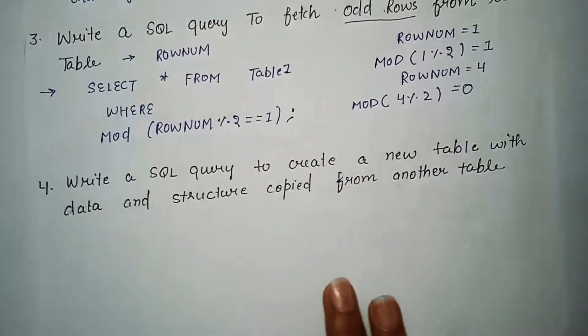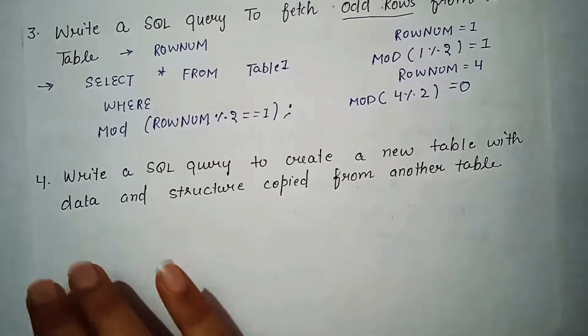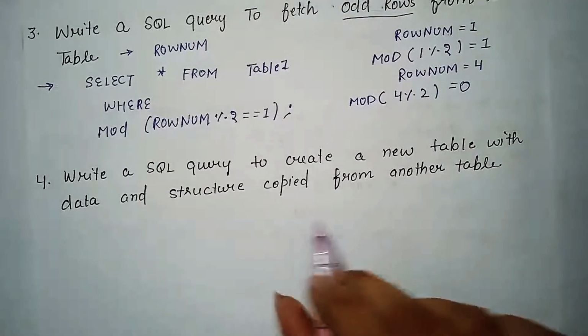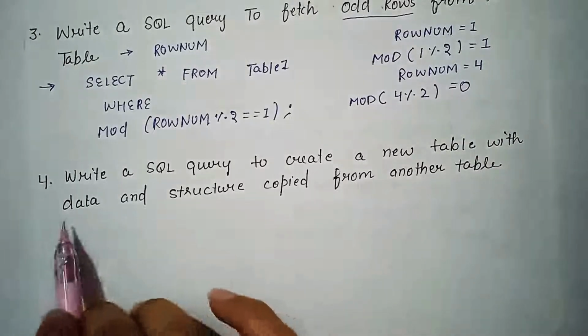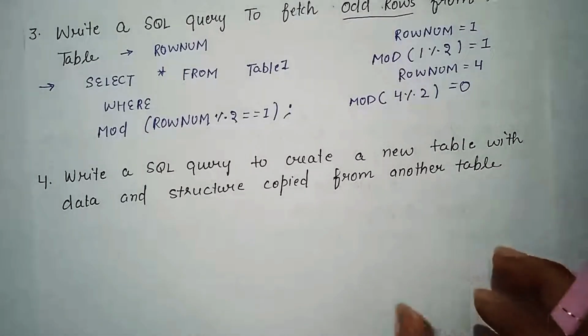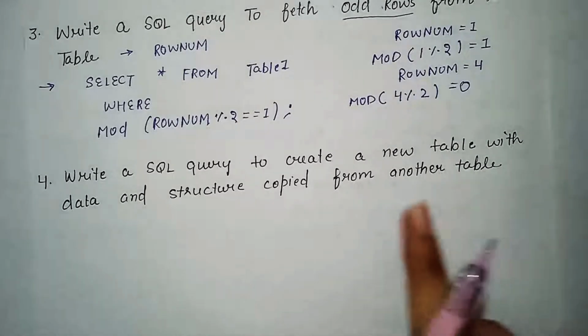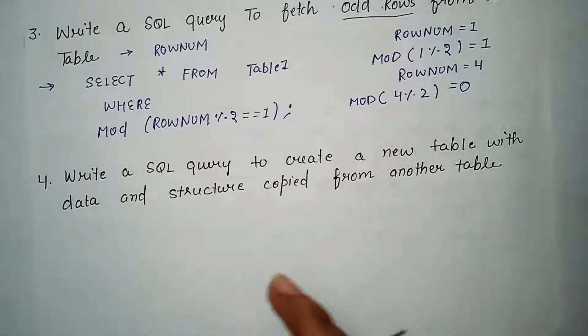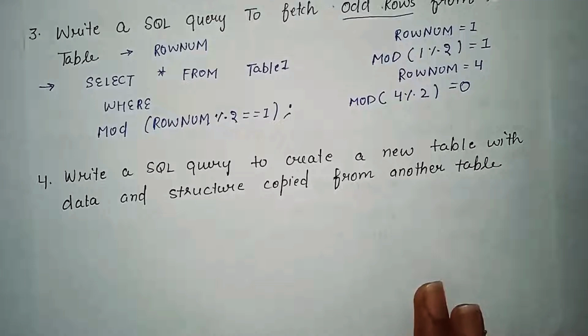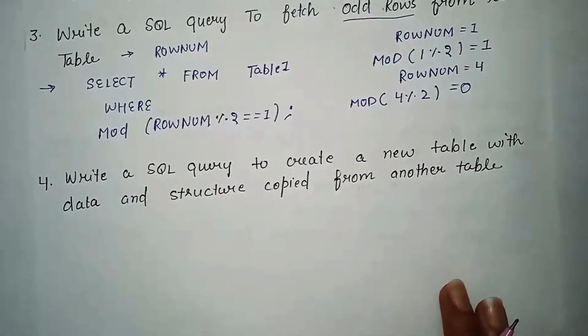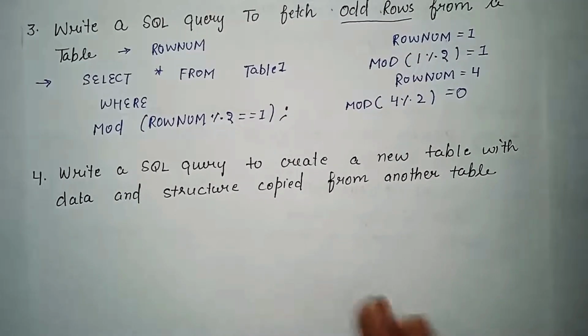Now let's see the next query. So the next query is: write a SQL query to create a new table with data and structure copied from another table. That is, if we have a table, let's say an employee table having employee name, employee number, employee salary, and we want to create a duplicate of that table with the same structure, and the contents of table1 will also be present in table2. Now how do we write this query in order to copy a table into another table?